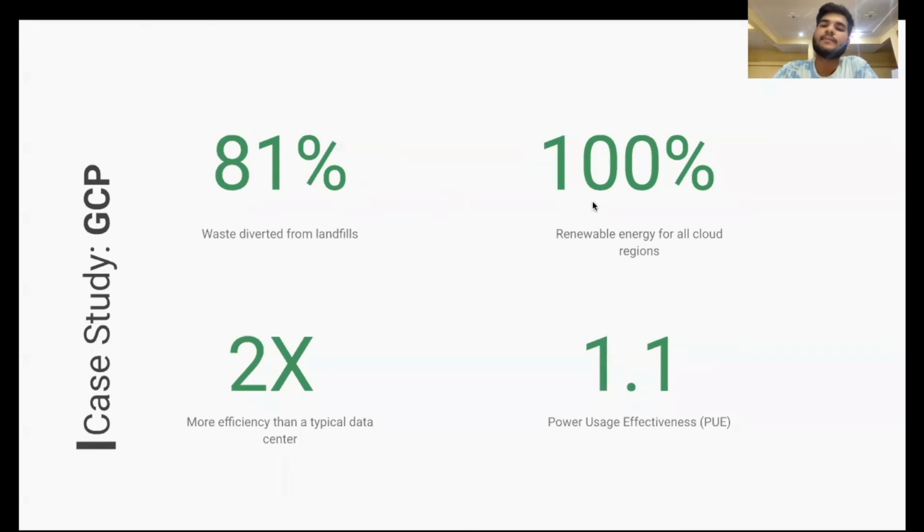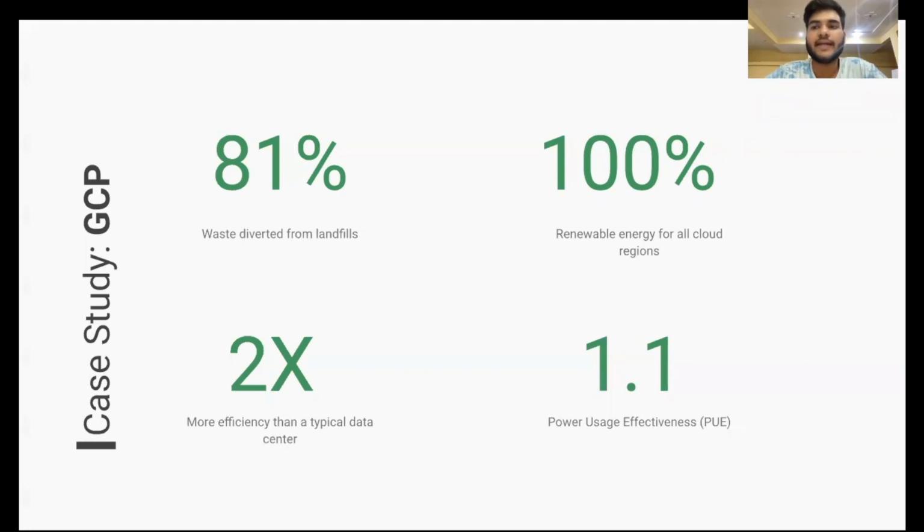The second point is that 100% of renewable energy is being used in cloud regions. What this means is that all GCP regions, or data centers, around the globe are using 100% renewable energy. So there's no use of fossil fuels or non-renewable energy, which is a significant impact when you compare it to a standard data center, which may be using fossil fuel or traditional electric lines and producing carbon emission.